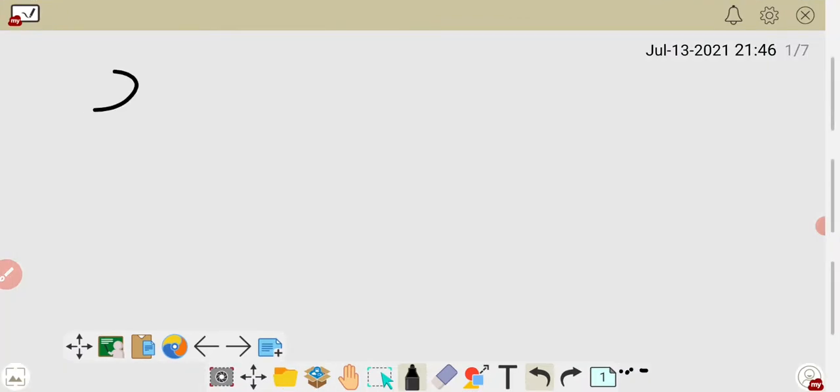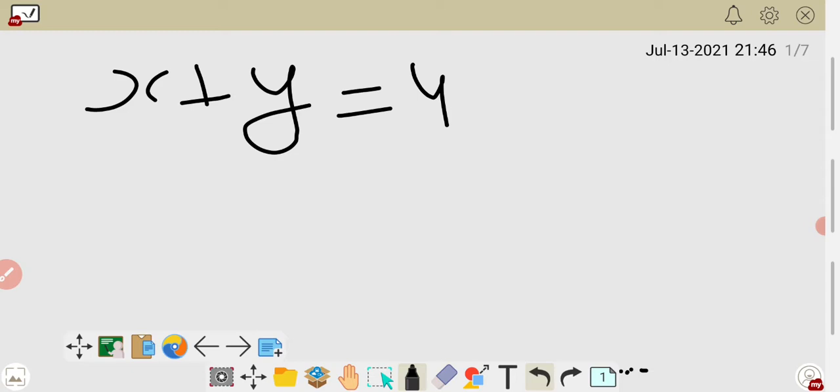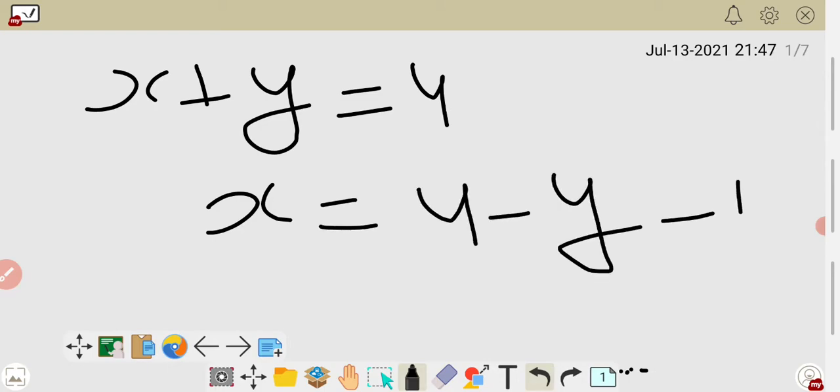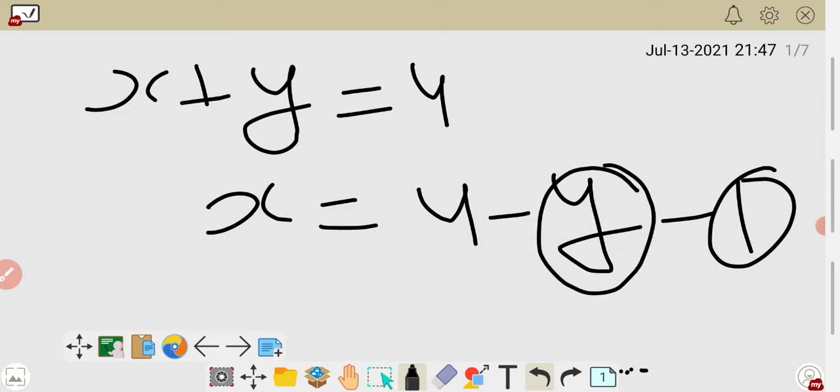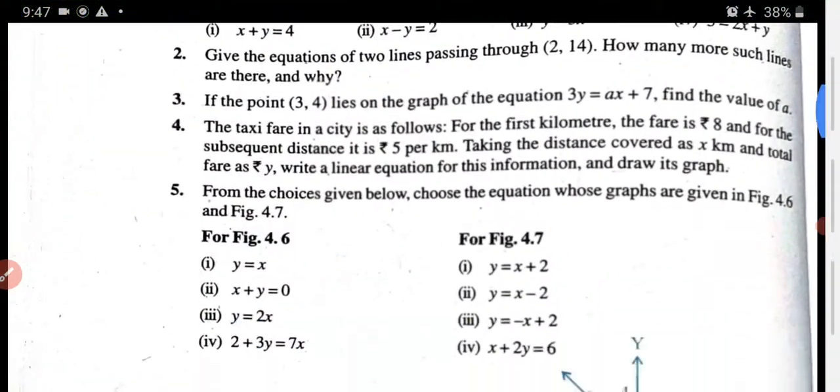So the first question is x plus y is equal to 4. What you do first is make any one variable alone. There are two variables, x and y. So you make one variable alone by writing x equals 4 minus y. So it is your first equation. Now you put different values of y in order to obtain some values for x. Okay, now I will show you how to make it.